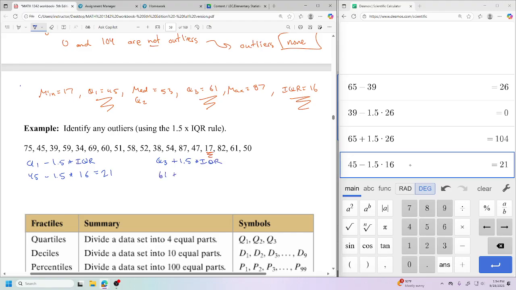61 plus 1.5 times 16. Calculator. Any questions so far on what I'm doing? I'm here for you guys, really. 85. Ooh. Yeah. Yes, I can. Yes, definitely.